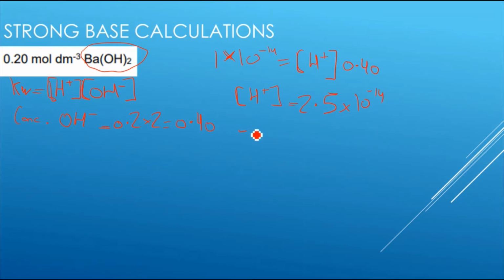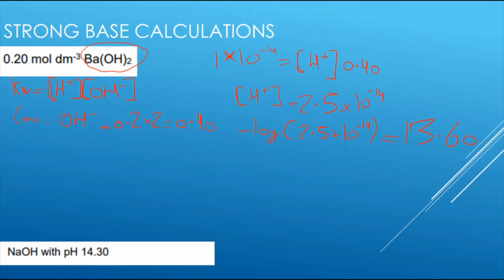Now the final step would be to minus log the concentration of H plus, which is 2.5 times 10 to the power of minus 14, and that will get us the pH, which is 13.60. Remember to round this to 2 decimal places.